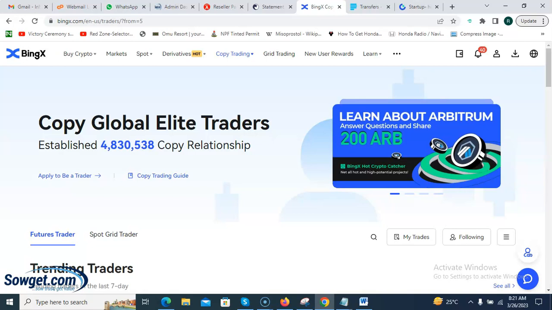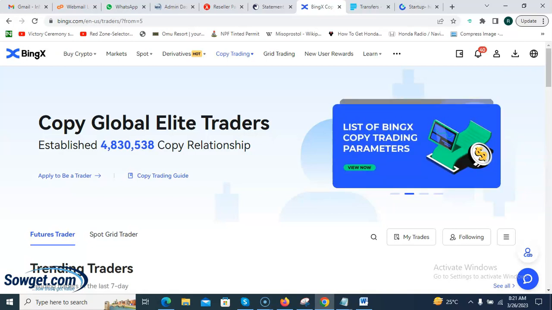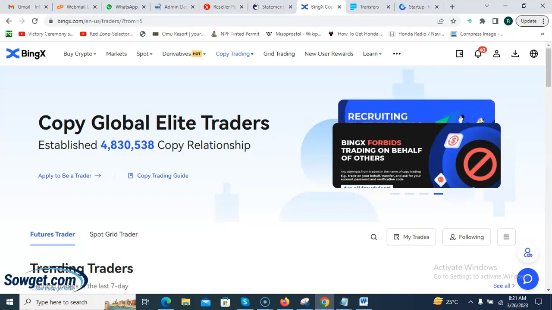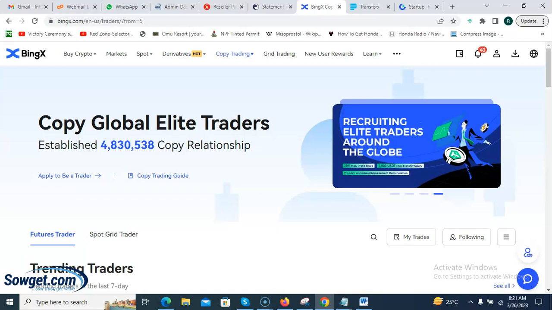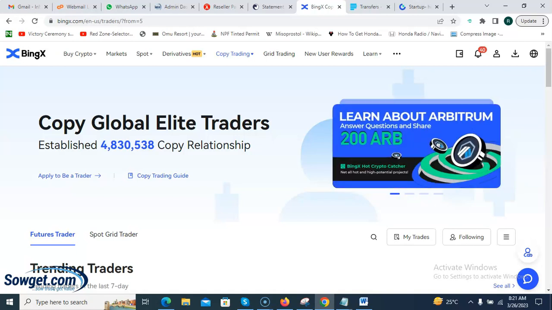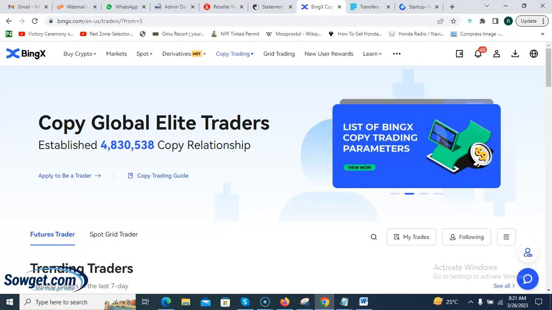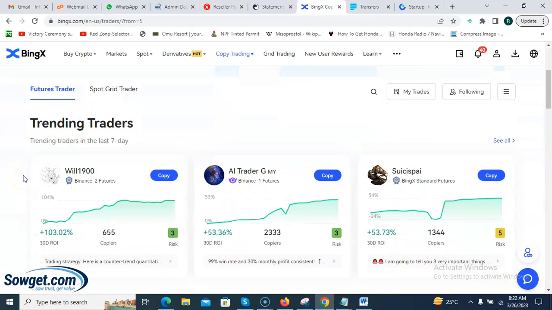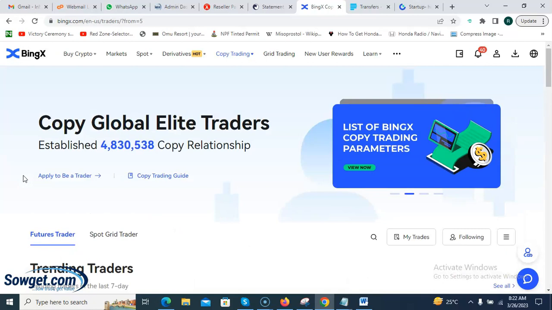Unlike other crypto platforms where you have to use a day or two to master how the platform is operating, on the BingX platform, within the first few minutes that you start playing around, you just simply understand the basic concept of what they are offering you. So the first thing you want to do is search for traders that are going to be trading for you. But before I talk about that, let me just explain how this copy trading works.